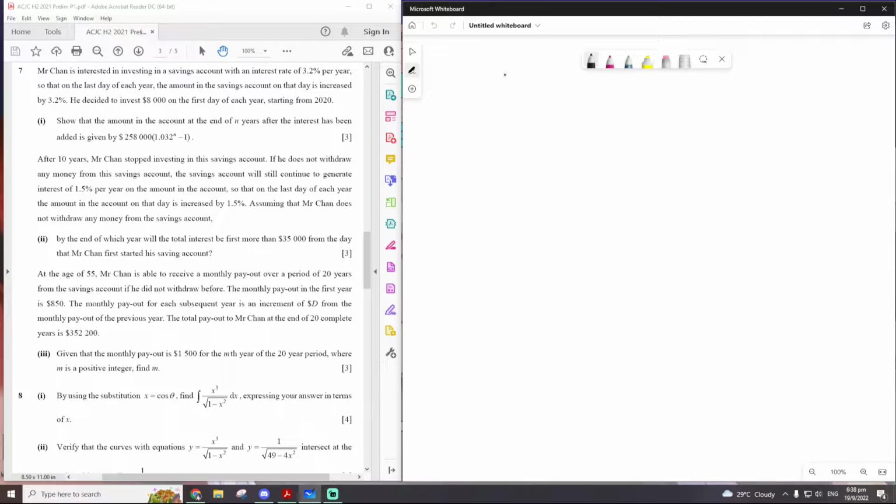Okay, so let's see. Year 1. So what is year 1? On 1st January of 2020, which is the first day, he'll put in the 8,000, right? Then on 31st December, he will get the 3.2% interest. So 8,000 times 1.032, which is 8256.